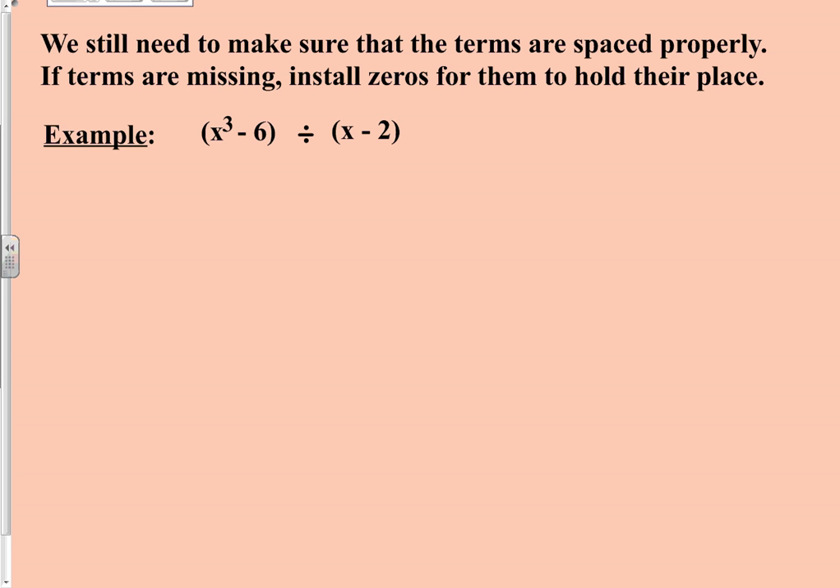Now, just like with the long division method, we're not allowed to skip any missing variables. So we need to make sure that the terms are spaced properly. If you find a situation where terms are missing, then you must install zeros for coefficients of those missing terms. Okay, so the problem that we're looking at this time is x cubed minus 6 divided by x minus 2.